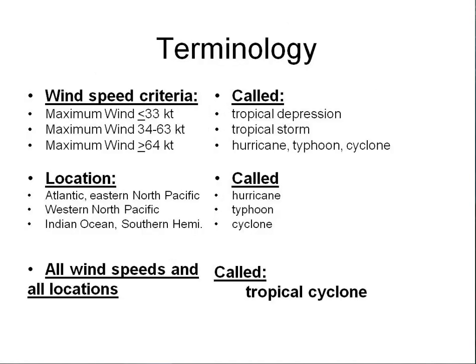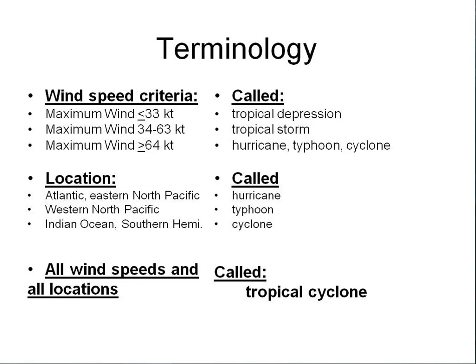It's probably a good idea to say a few words about terminology before we get started, just so there's no confusion. Different terms are used for the same thing in different parts of the world. For example, hurricane, typhoon, and cyclone. Tropical depressions and tropical storms are used for wind speeds less than hurricane force, as shown here. A storm name is often used when tropical storm intensity is reached. It is often useful to use the generic term tropical cyclone to refer to all intensities and all locations. This practice is also used for this training session.